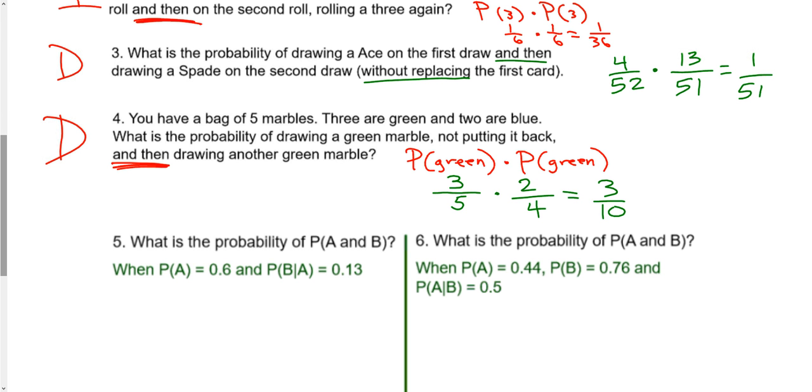So you can see, right here versus this one right here, the 1 out of 51 is even less likely to occur than the 1 out of 36 because the bottom number got even bigger than 36. So that means it's less likely to happen.